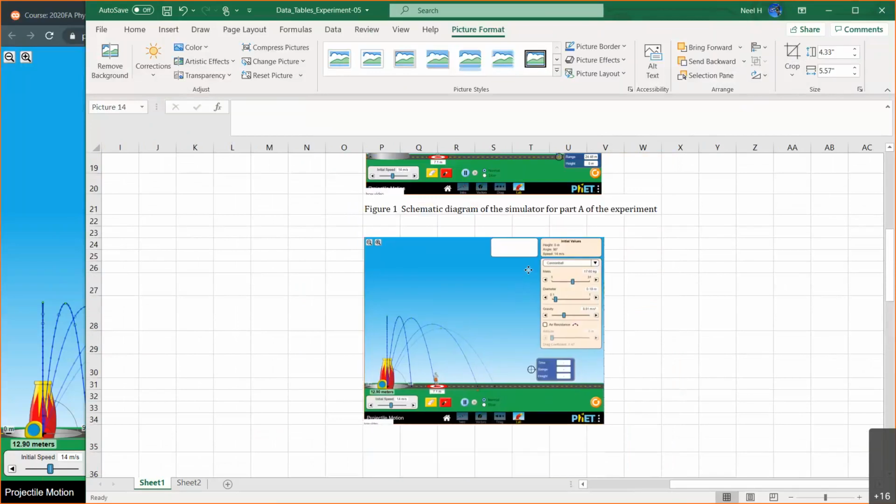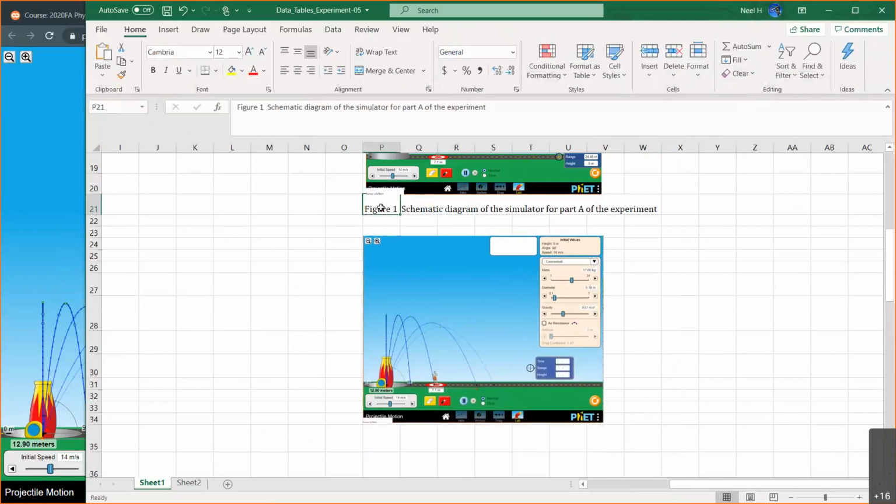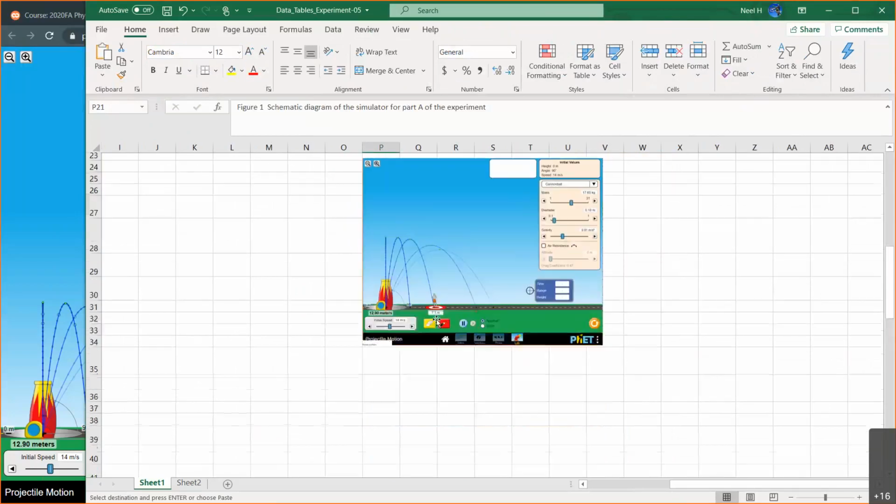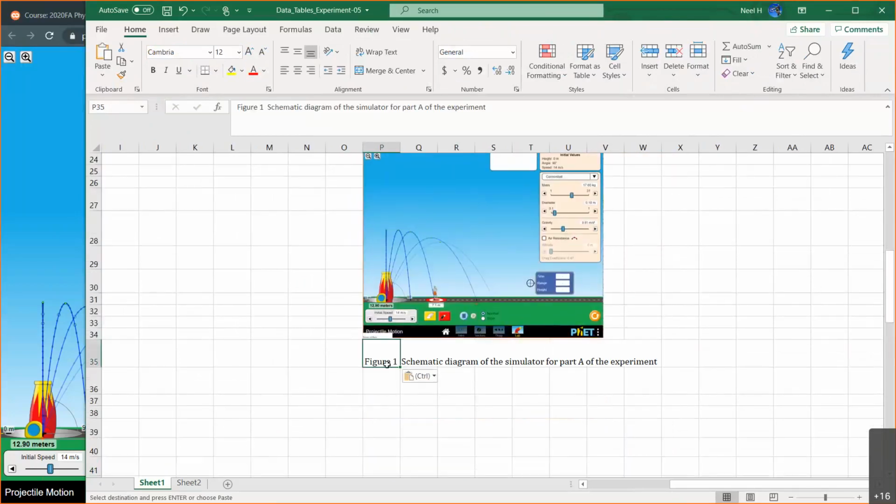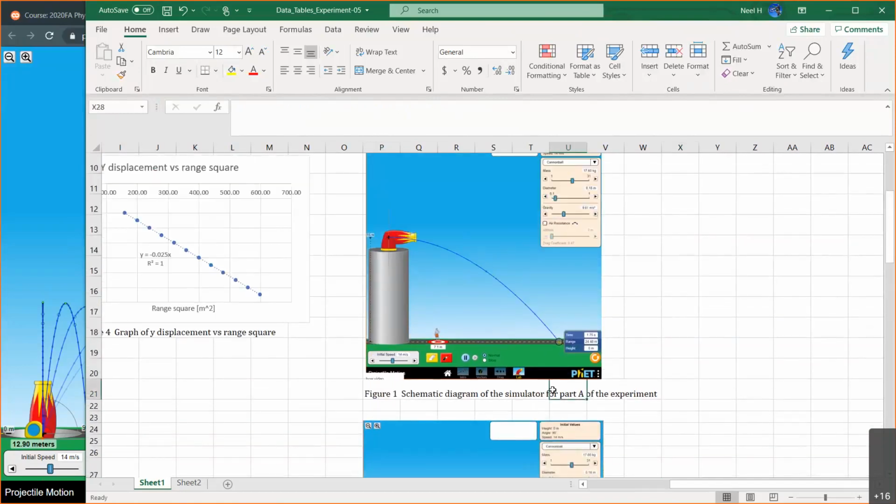So all of these should go into your procedure section. This is actually figure number two on the procedure. That's going to be a schematic diagram of the simulator for part B of the experiment. So you have to name it properly, or you can write it down: the projectile sent from the ground. So that's part B of the experiment. For the previous part, instead of part one, you can write down horizontal projectile motion, because the object is sent above the ground, but with horizontal initial velocity, okay?